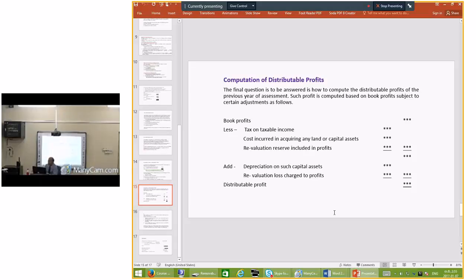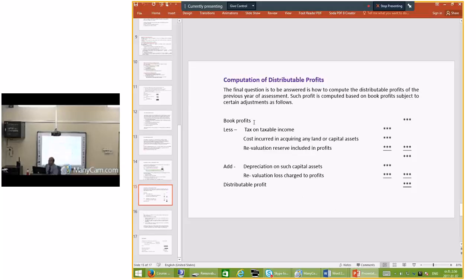After deducting, then again we have to add some amount: depreciation of such capital assets. If we check the P&L, the depreciation is charged for assets bought in the previous years also. There will be a big amount. But here we added only the depreciation relevant to the capital assets purchased during the period.